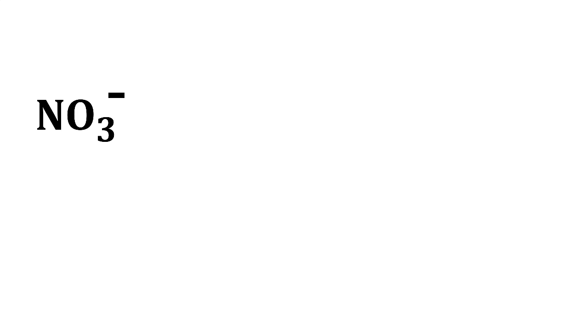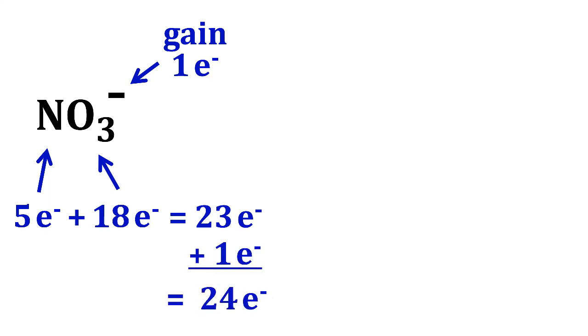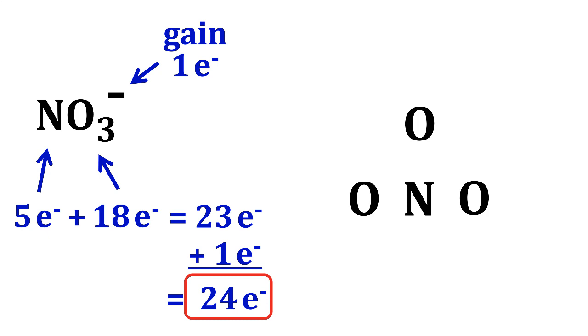And first we note that nitrogen has 5 valence electrons. Oxygen has 6 valence electrons, but there's 3 oxygens, so that's 18 more valence electrons. And then it's a negatively 1 charged ion, so it has 1 more electron. And so the sum total of electrons in this species is 24. So we'll put the nitrogen surrounded by 3 oxygens, and we'll start filling in the 24 electrons for this species.